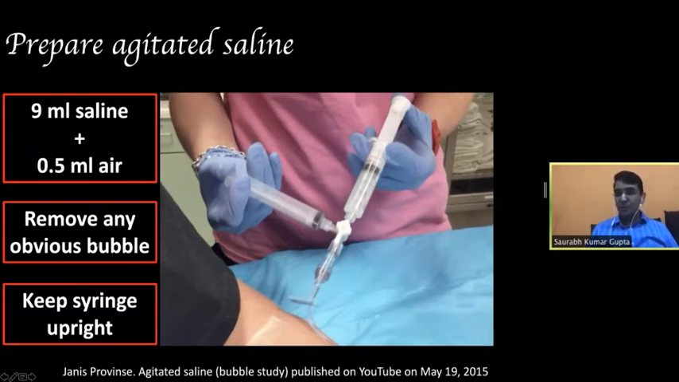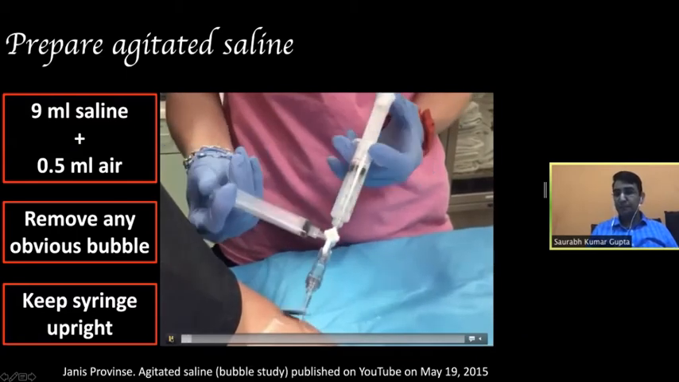Remove any obvious bubble if you see one, because that would be an absolute no-no when you are doing saline contrast echocardiography. And keep the syringe upright. I think that is basic for any cardiologist who goes in the cath lab, that the syringe has to be upright, so that if there is a minute amount of large bubble, it remains within the syringe. And another thing which is not written over here is, don't inject the last 0.5 to 1 ml of contrast. And that's how you prepare the agitated saline.